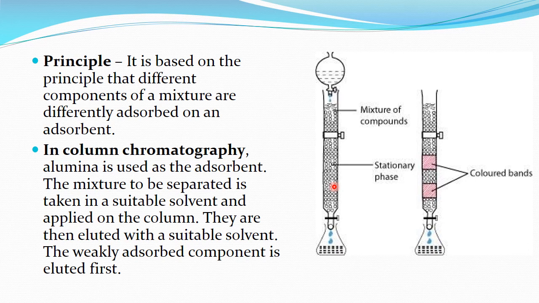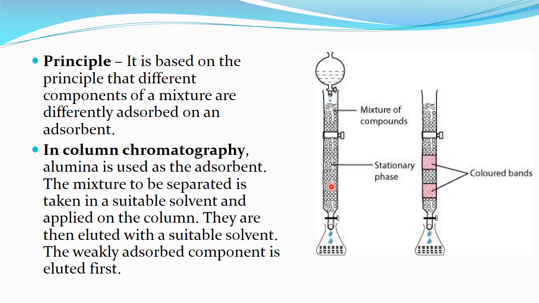Adsorption means it can adsorb on its surface, and the material will not enter into the bulk of the stationary phase. It only adsorbs on its surface. Like that, after transferring a mixture of compounds containing different components, they will adsorb at different rates, and the component which adsorbs more can be found on the top of the column, and the component which adsorbs least on the adsorbent, or stationary phase, will be found at the bottom of the column.